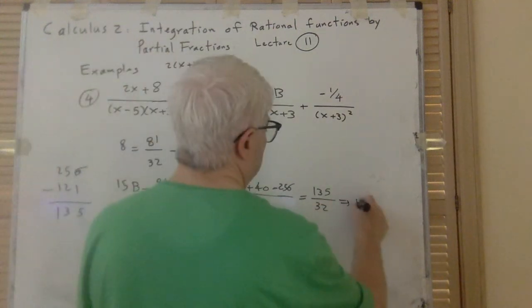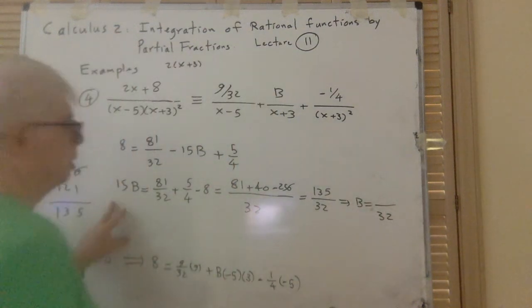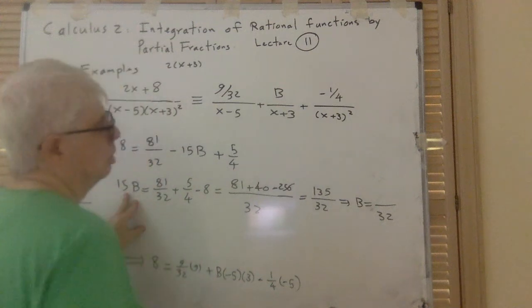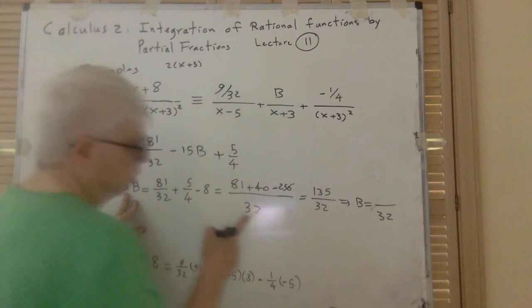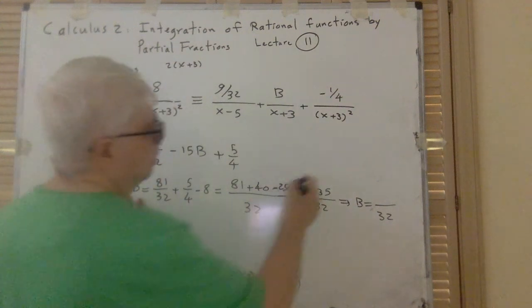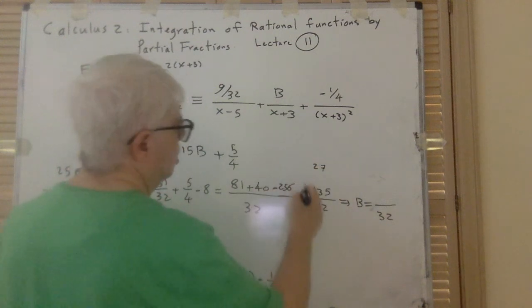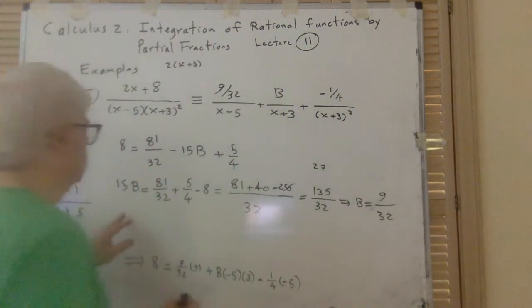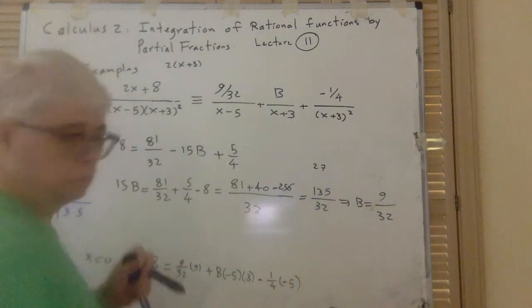B is in fact, the 32 stays here. And 135 divided by 15, so by 5, this will give me 3. So I guess that's divisible by 15, right? So let's divide by 5 first. That is a 27. Then divide by 3. That is a 9. Yeah, so 9 over 32.